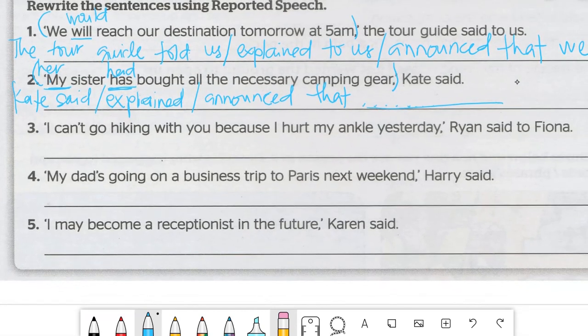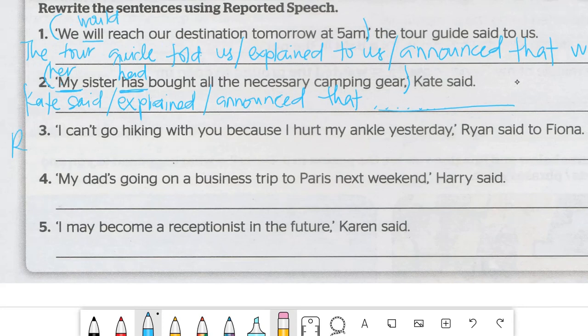I can't go hiking with you because I hurt my ankle yesterday, Ryan said to Fiona. Okay, who said to whom? Ryan. Okay, start your sentence with Ryan. Ryan told or explained to who? To Fiona that. Okay, let's look at Ryan's speech.